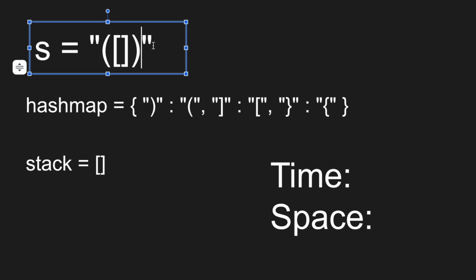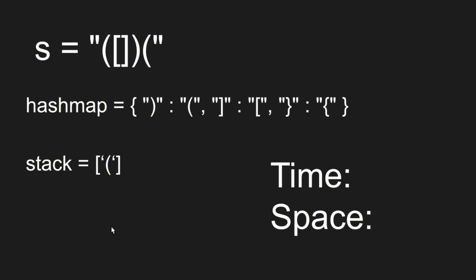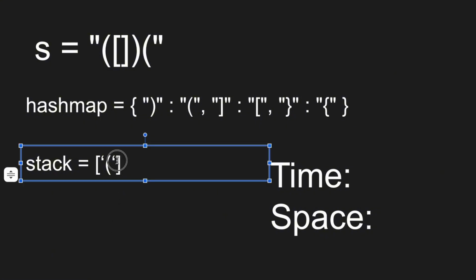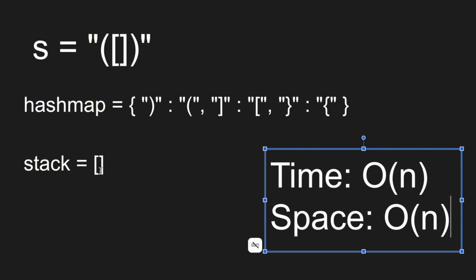So if, let's say, the string was this, then we would have finished with the stack looking like this. And since the stack is not empty, then we would have returned false. So the time complexity of this problem would be O of n, where n is the length of the string, because we will have to loop through the string. And the space complexity will also be O of n because we created this stack, and this stack can take up to n characters. So now let's go over the coding part.